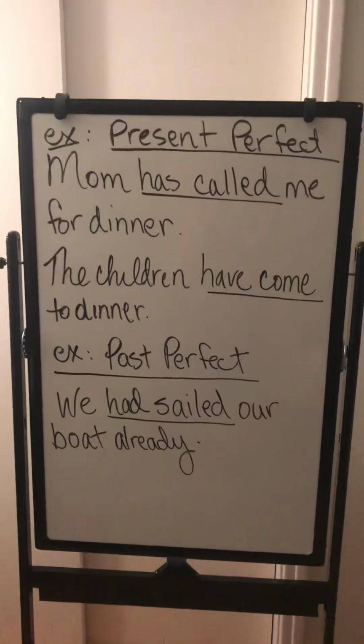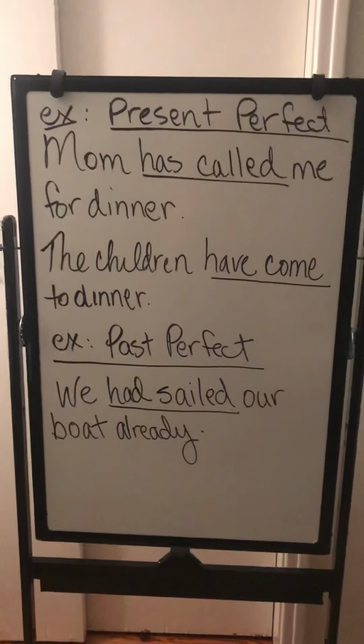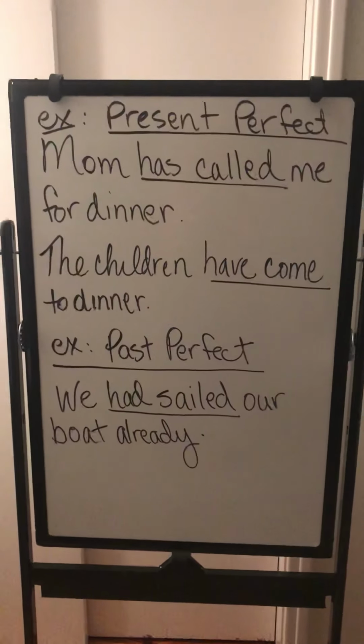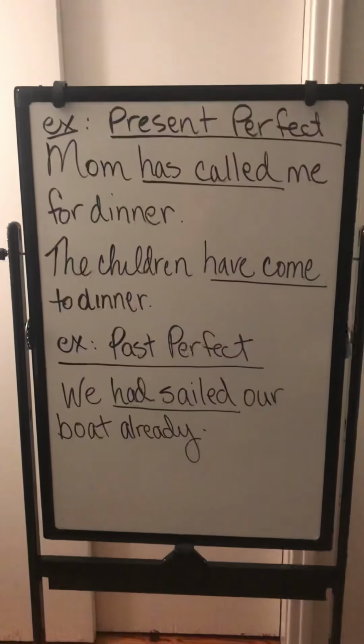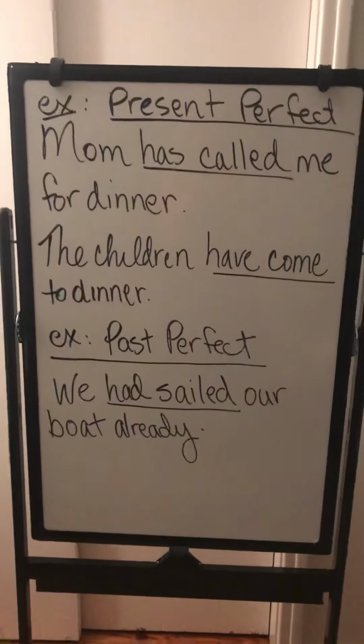Okay, now I'm going to show you one where you have more than one subject. You have children, which is plural. So instead of using has, you have to use have. And remember, has, have, and had are all part of the same verb. They're part of the verb to have. So because we have children, we have to say the children have come to dinner.